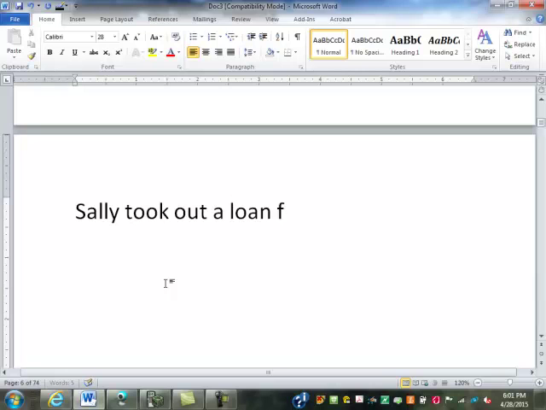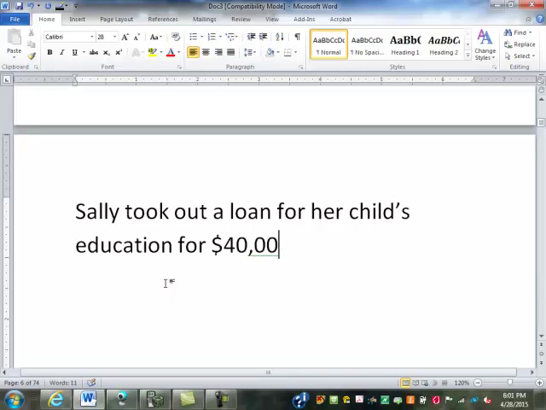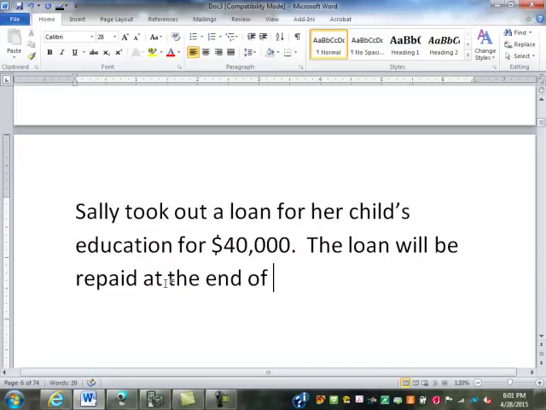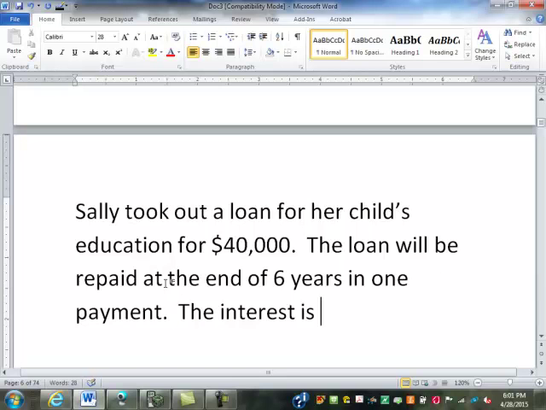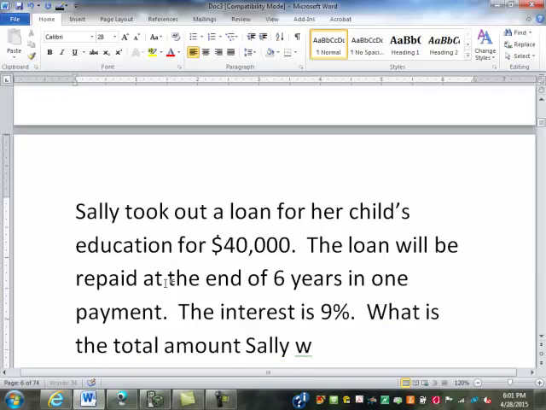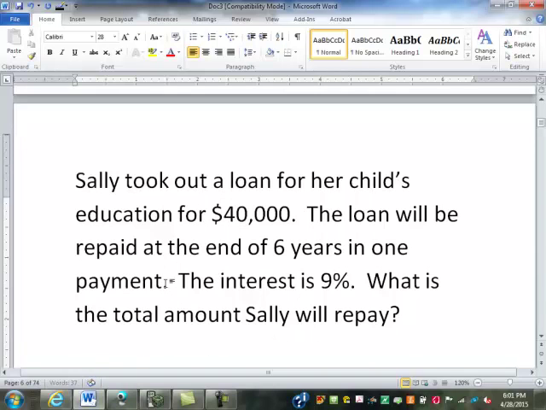Sally took out a loan for her child's education for $40,000. The loan will be repaid at the end of 6 years in one payment. The interest is 9%. What is the total amount Sally will repay?